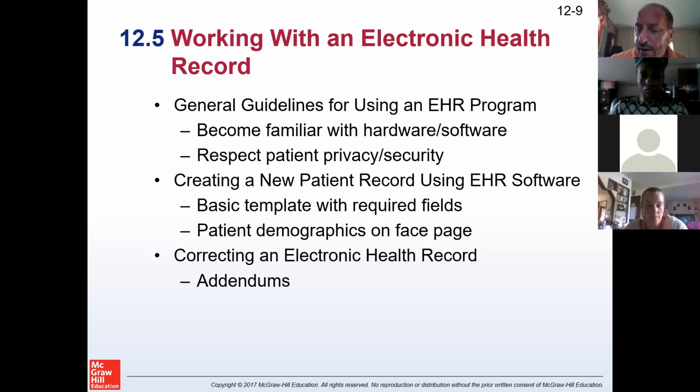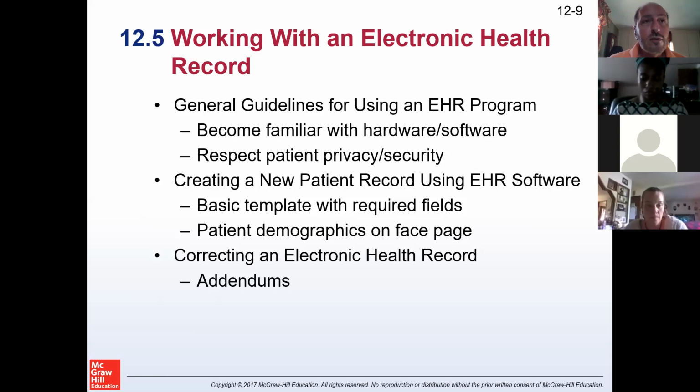Correcting the electronic health record: just like a paper chart, I hope the MAs have heard the rules. We never erase in the medical record, ever. You never erase. You can do a cross out. You can document what was supposed to be there, then you initial it, date, and sign it. The same thing holds true for an electronic health record. The minute you hit enter, that information is locked in there. There is no way you're going to be able to get it out of there.